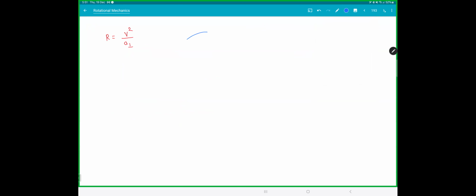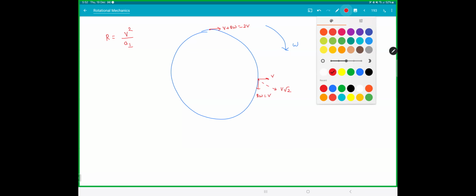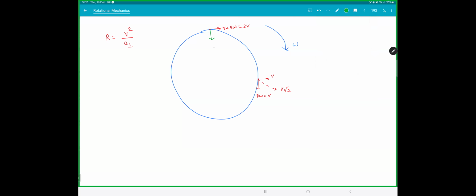So you need to ask yourself, when this thing is going with omega, if you look at the topmost point, it has a velocity V plus R omega, which is nothing but 2V. This point has a velocity V this way, and R omega here, which is also V, so this is V root 2. So these are the velocities of these points. What about the acceleration? This is going in a circle. Remember, there is no alpha, but it is going in a circle. So we have omega square R toward the center.